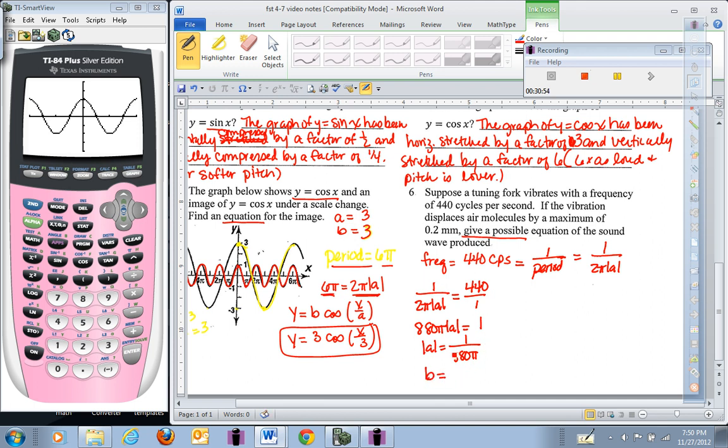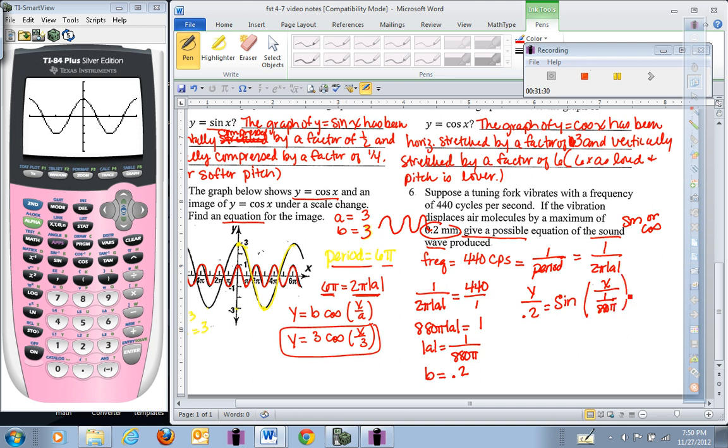The B value, it says we're going to displace the air molecules by 0.2. So that tells you they're getting moved up 0.2, down 0.2, and so on. So we're going to use 0.2 for that. All right, so we're going to say y divided by b is equal to, and our choice is sine or cosine. So when it says you're doing a sound wave, that means you can do sine or cosine. I'll just say sine. Okay, and then we would have x divided by 1 over 880 pi.